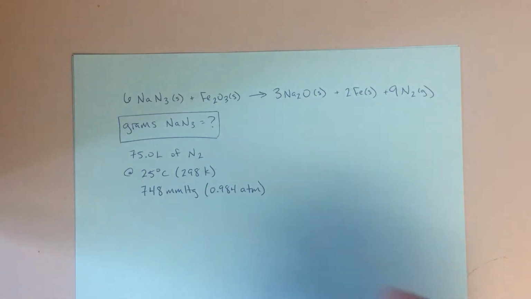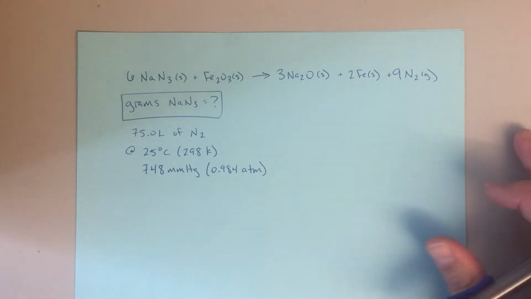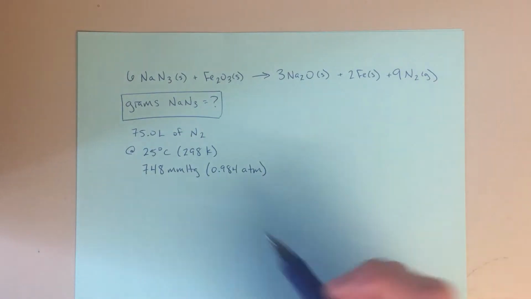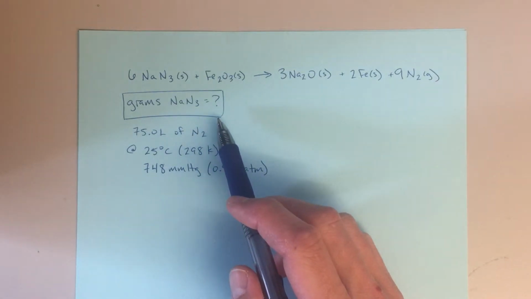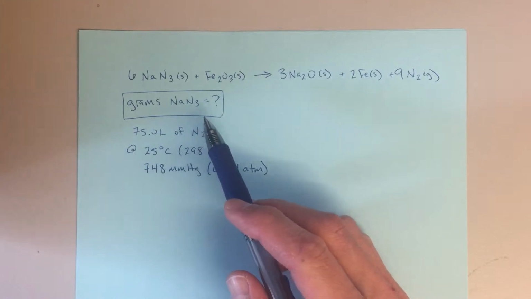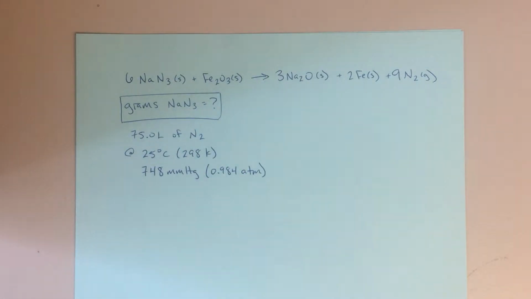So the first thing that I would do when I would go about solving this problem is basically rewriting all the information for the question down. I've got my balanced chemical equation, I've got the end goal, and I put a box around that just to remind myself that's what I'm looking for. I've also written down the volume of nitrogen and the temperature and pressure that nitrogen is under.